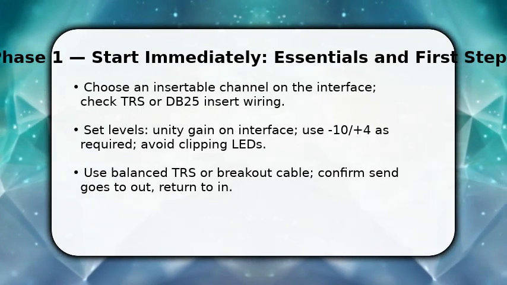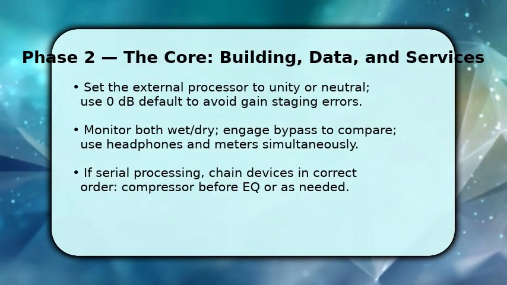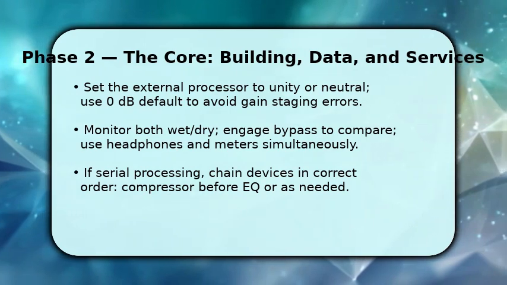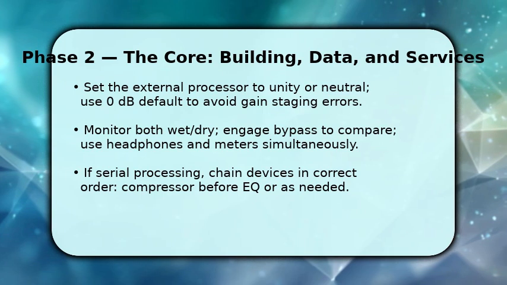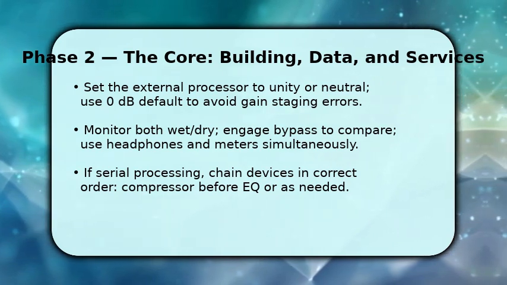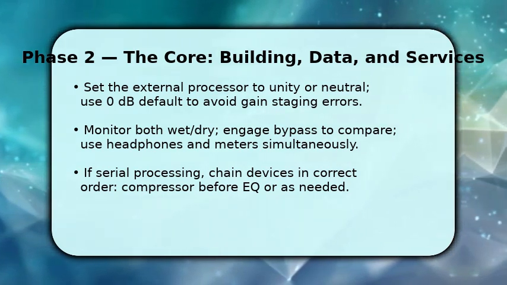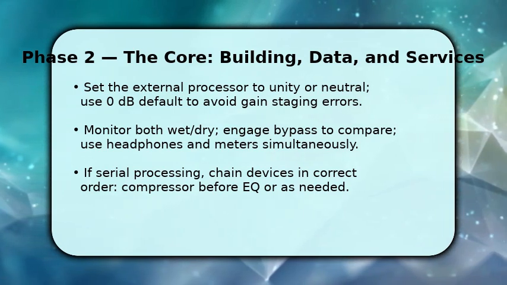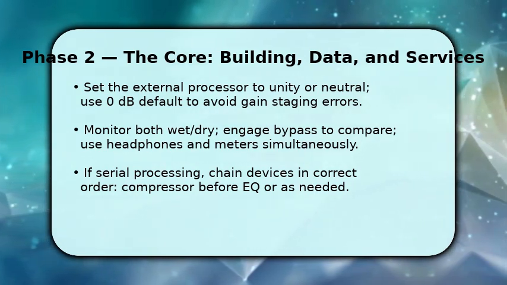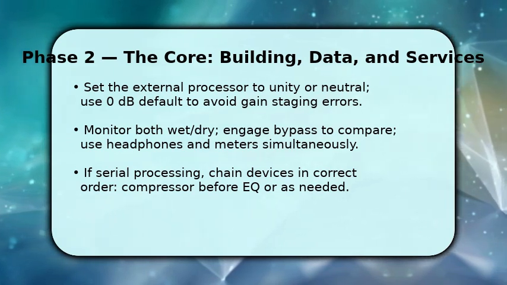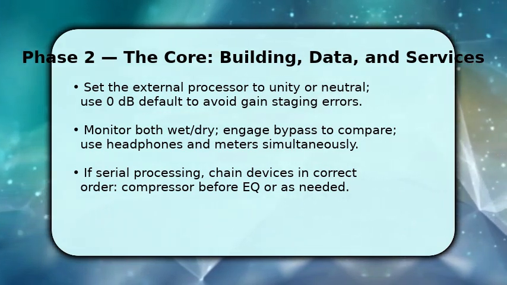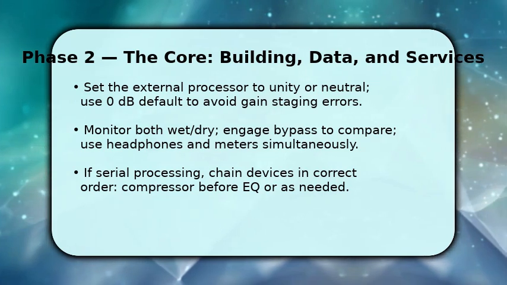Now configure the external processor so it integrates cleanly. Set its input and output to Unity and disable extra makeup gain. Once done, engage bypass often to audition differences and confirm the insert is actually in the signal path. Make sure you monitor with headphones and the interface meters together, because meters can hide phase or level issues.